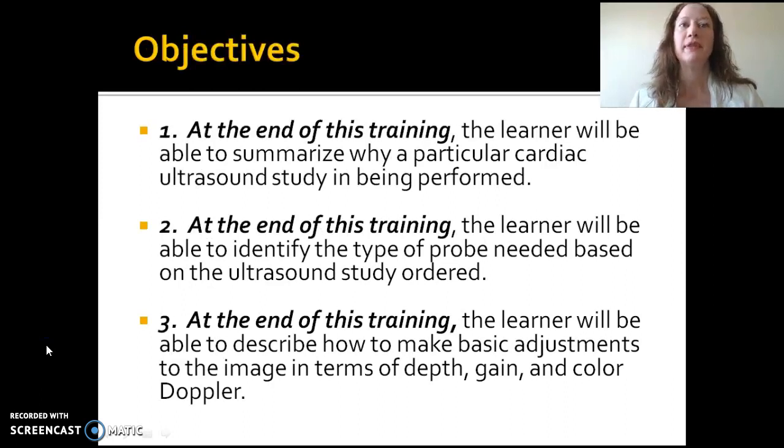Moving to the design and development phases, the course reviews different types of ultrasound studies seen and why they're used, the different probe types that are used, and a brief look at several adjustments that can be made to the image. And these are the official objectives for the training: being able to summarize why a study is being performed, being able to pick out which probe you need based on the type of study ordered, and being able to describe some basic adjustments that can be made to improve the imaging.